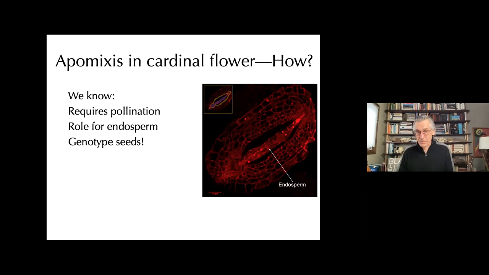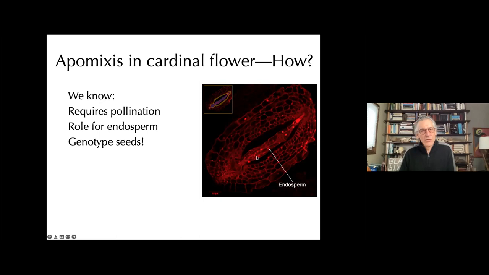So if there's a role for endosperm, and here's a confocal micrograph of endosperm in a developing cardinal flower ovule. If this endosperm is somehow involved, is it perhaps fertilized so it develops? And then some diploid cell nearby takes over and says, either I grow better than the embryo or the embryo dies and becomes the new sporophyte, is the clone of the mother.